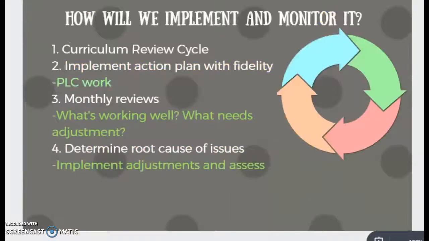The final question takes two ideas and melds them into one because they go really hand in hand. And that is, how will we implement and monitor our curriculum? First of all, we're going to establish a curriculum review cycle for every content area. In years past, we know that we have created curriculums and then we've carried them out, but maybe have not taken the appropriate time to reflect and make changes.